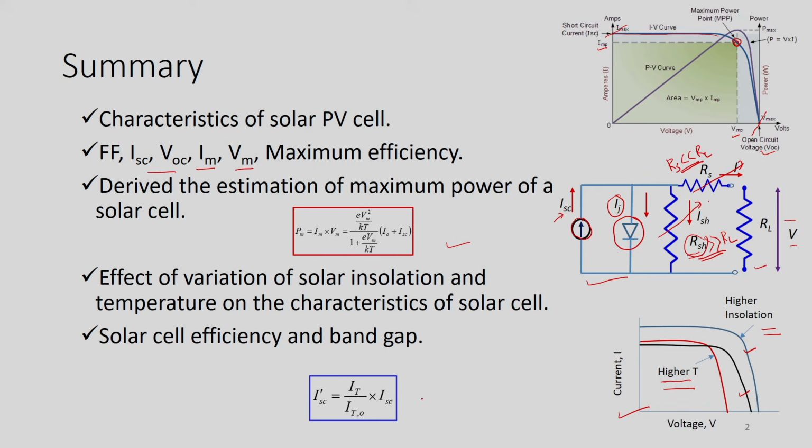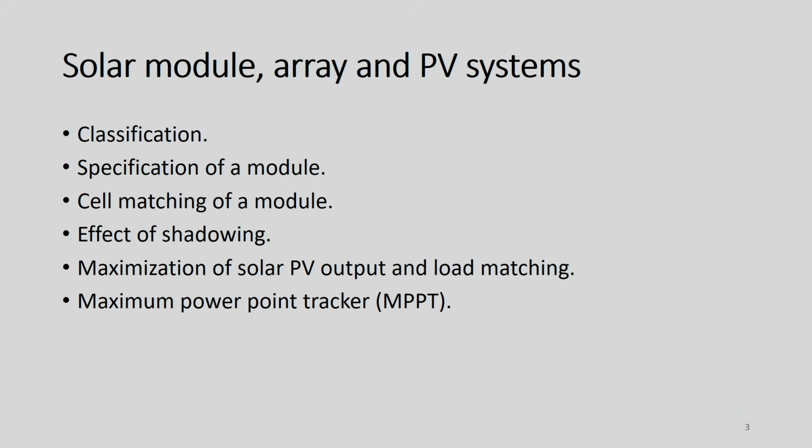Also, we have studied that if we know the ISC value for standard test condition, that is 1000 watt per meter square and AM 1.5, at ambient condition of 25 degrees C, then we can calculate the ISC value at other insolation. And we have also studied solar cell efficiency and band gap, and how they are related. With this background, let us move to today's discussion.